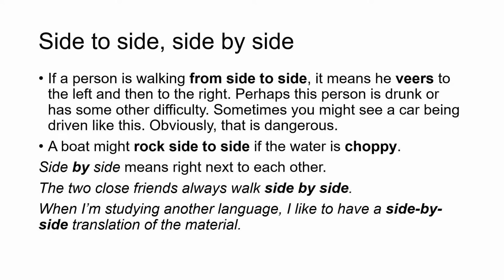Side to side, side by side. If a person is walking from side to side, it means he veers to the left and then to the right. Perhaps this person is drunk or has some other difficulty. Sometimes you might see a car being driven like this. Obviously, that is dangerous. A boat might rock side to side if the water is choppy.